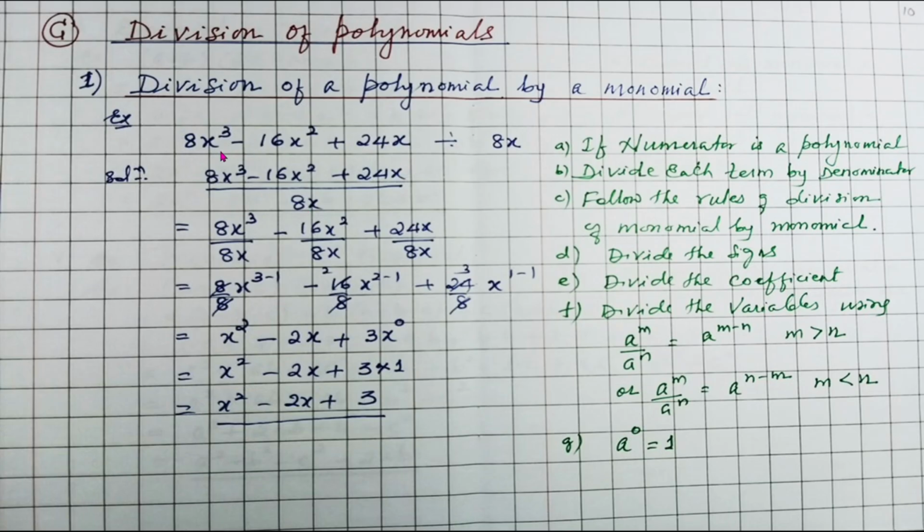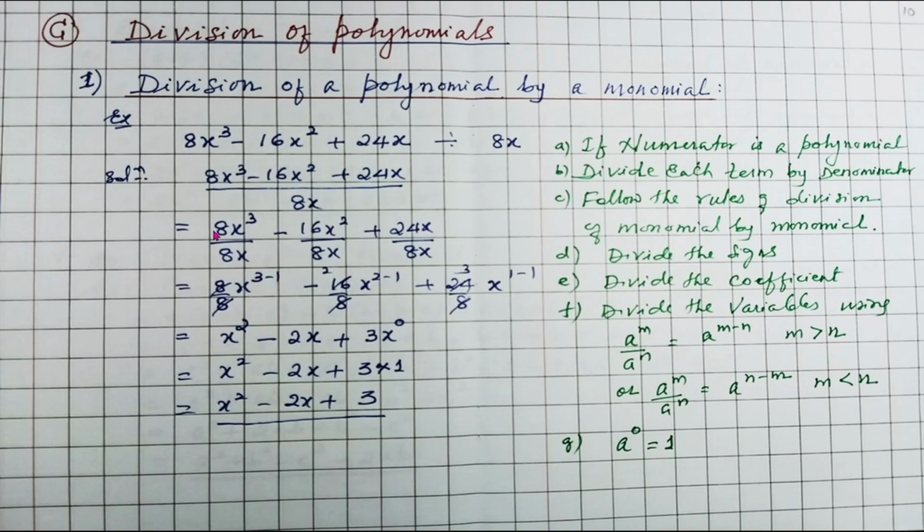When we have a polynomial in the numerator, convert it into monomial by monomial first. So it will be dividing 8x cubed by 8x minus 16x squared by 8x plus 24x by 8x. Please remember that. Now, if you look at the monomial by monomial, follow the rules of monomial by monomial, that is, divide the signs, divide the numerical coefficients and divide the variables using the laws of indices, that is, a raised to m divided by a raised to n is a raised to m minus n.